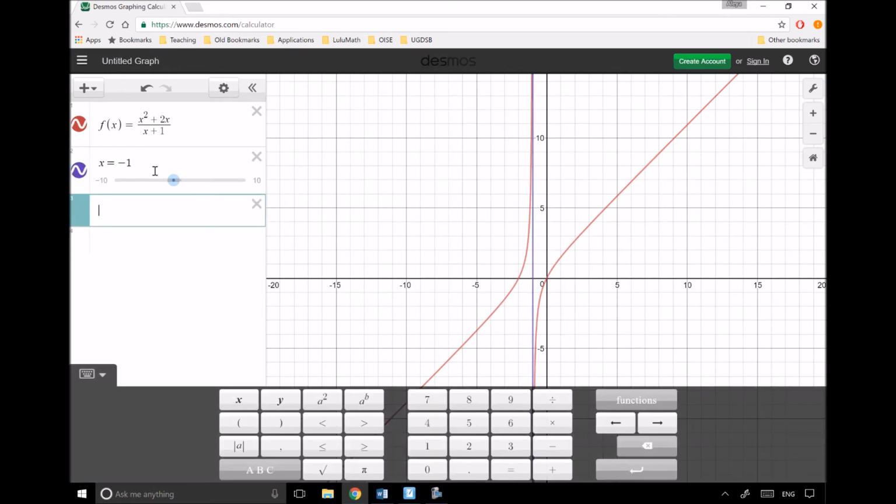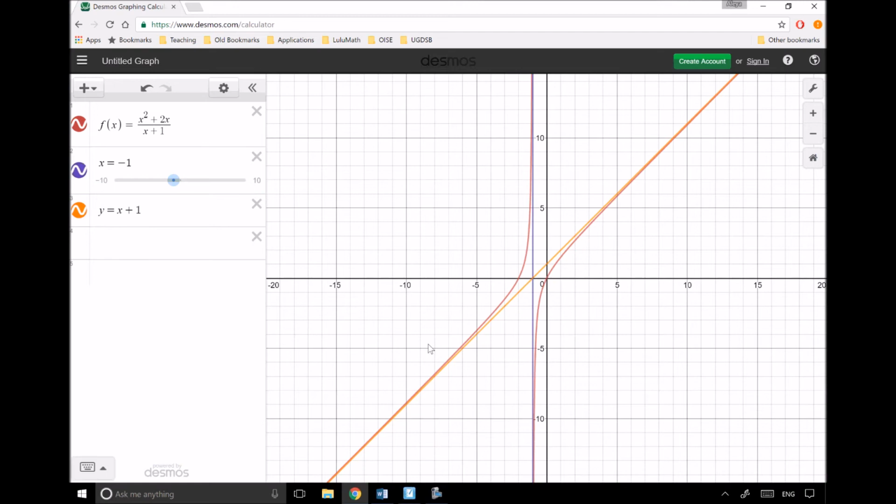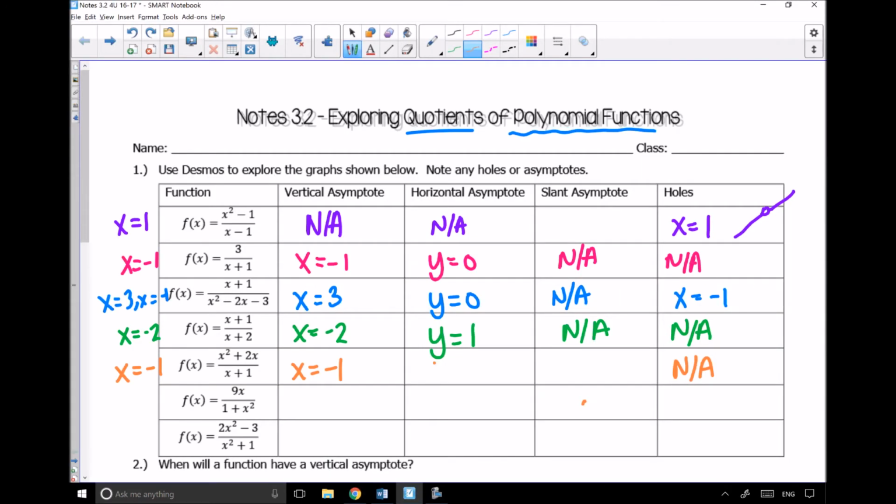So let's see. It's clearly not approaching a horizontal asymptote, right? So let's try something. I'm going to say y equals x. When I graph that out, it doesn't appear to be quite right. So I'm going to just shift it up 1 and see what happens. Yeah, it definitely looks like it's trying to approach y equals x plus 1. So we know what our slant asymptote is going to be. So we know that there's no horizontal asymptote, but we do have a slant asymptote at x plus 1.